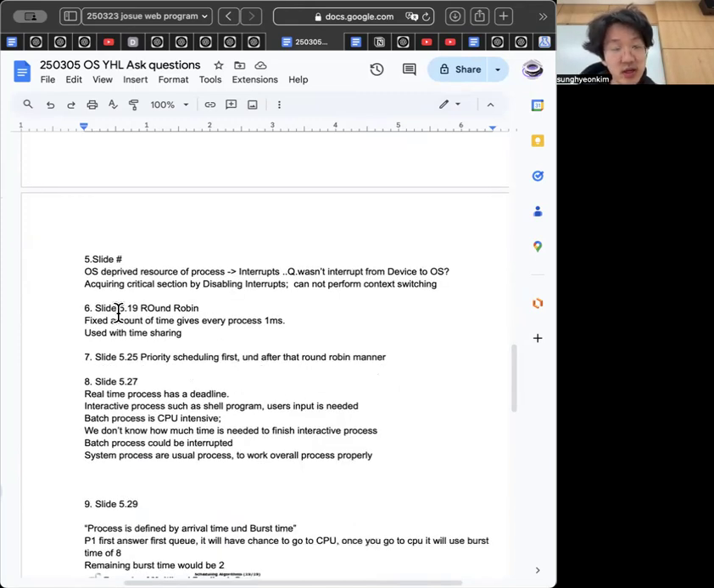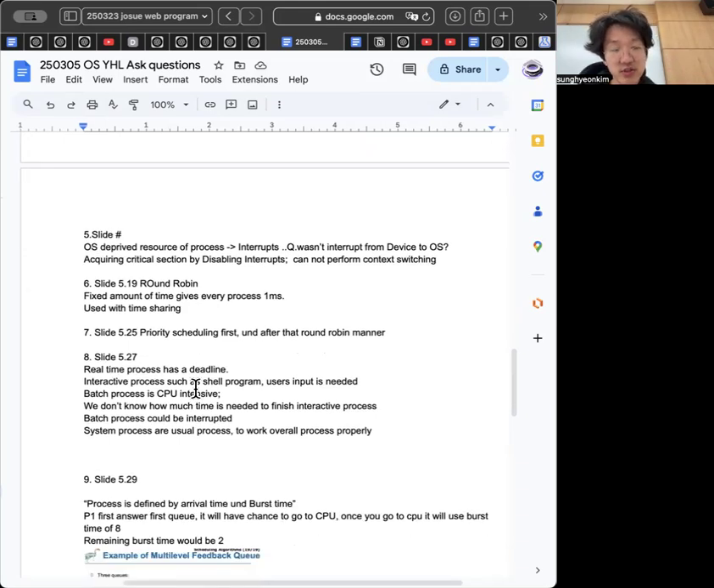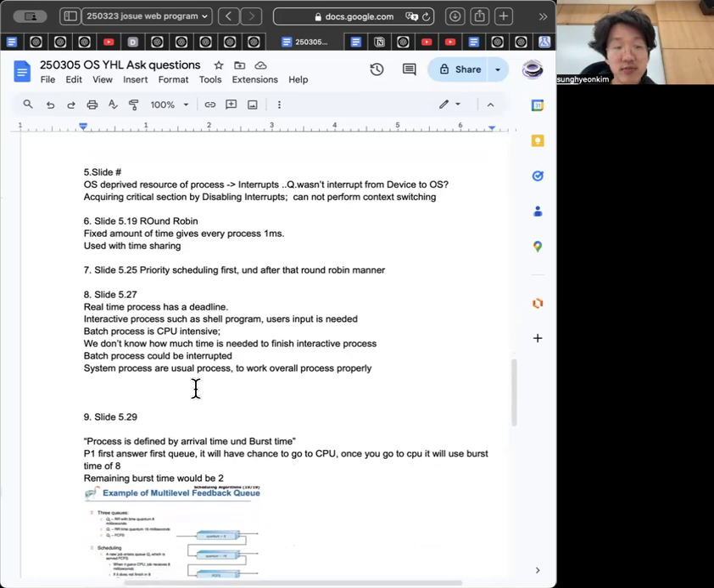And for round robin, if there are n processes, then you give the same amount of time. So a fixed amount of time is given to every process. You can use it with time sharing. And for priority scheduling, there is priority, so you first run the process which has high priority, and after that you use round robin manner.